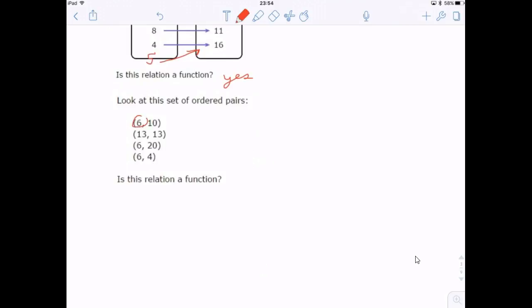Now we're going to look at it as ordered pairs, okay? Look at this. We have player number 6 who maps sometimes to 10, sometimes to 20, sometimes to 4. Is that a function? No, that's a relation, right? Okay. Moving on.